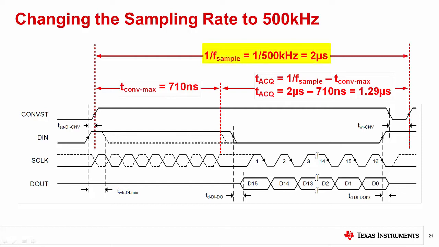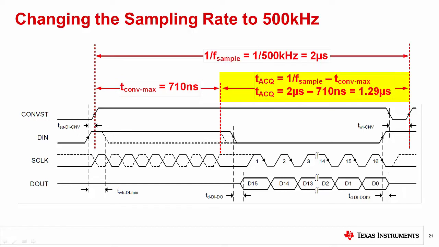First, note that the period of the entire conversion cycle is 1 divided by the sampling rate. In this example, 1 divided by 500 kHz is equal to 2 microseconds. Next, note that the maximum conversion rate is a fixed value. For this example, it is 710 nanoseconds.